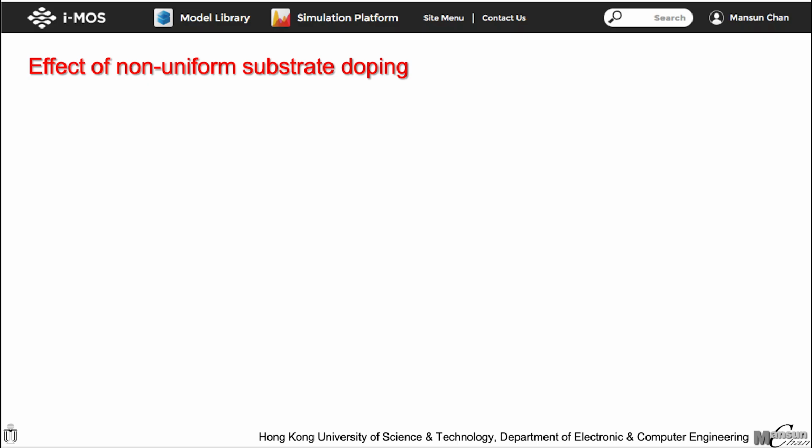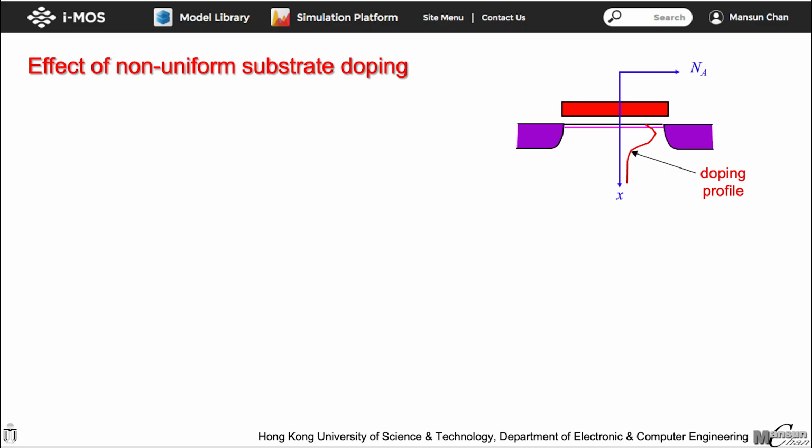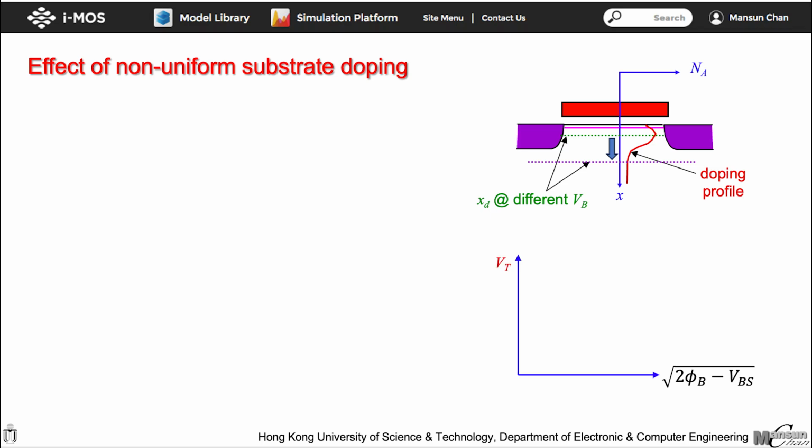The VT expression we have till this point can only handle cases with uniform body doping. In real devices, substrate doping can be non-uniform, as shown in the figure. When different body biases are applied, the edge of the depletion region moves through areas with varying doping concentrations. When we measure VT as a function of the square root of 2 phi b minus VBS, we observe different slopes due to these varying doping concentrations, resulting in different values of gamma.